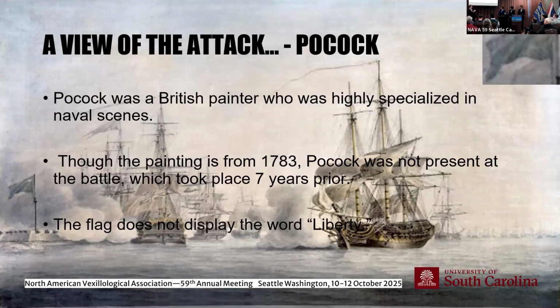As you can see in the flag, which is not very clear in this graphic, there's no inscription of the word liberty. And this could be due to several reasons. First of all, it may be that liberty just wasn't on the flag, and that's why Pocock didn't include it. It could be that it was on the flag and the information didn't reach him because, again, he wasn't at the battle. It could also be that he intentionally excluded the word liberty, even if he knew it was there.